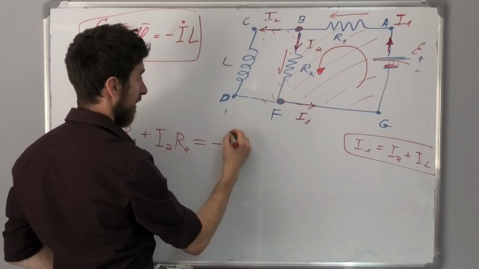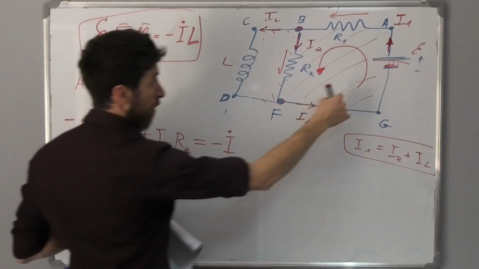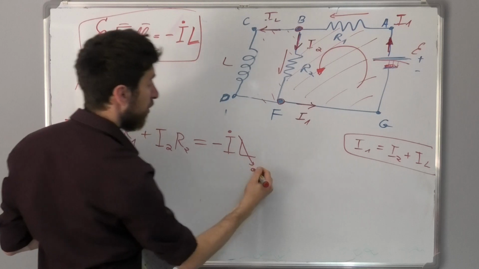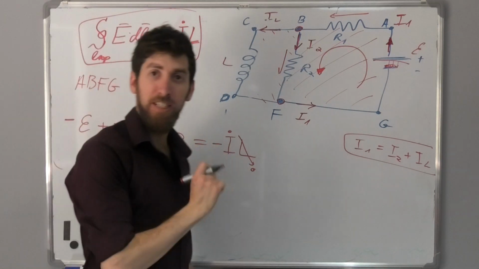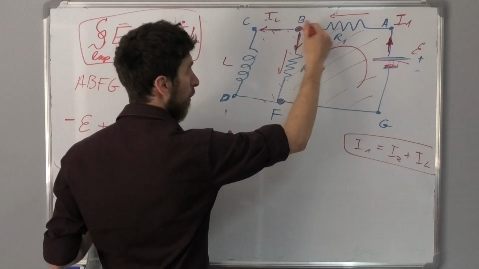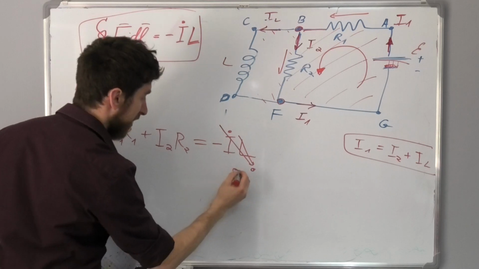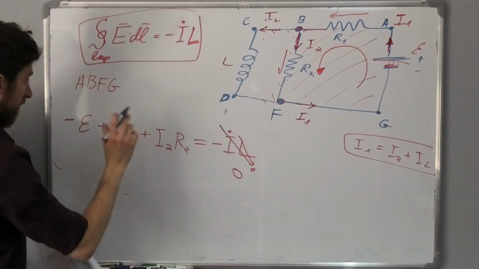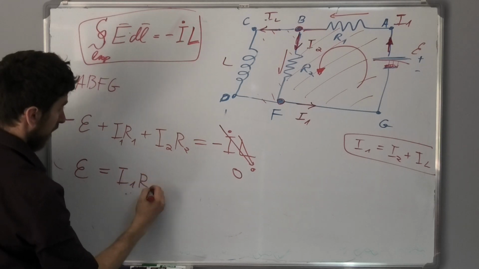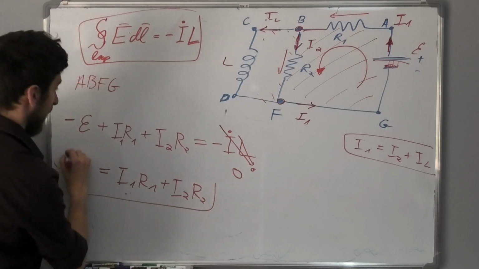minus L dI/dt, but what is the inductance of this loop? Zero. There's no inductance in this loop. It's negligible. There is no inductor in A, B, F, G, right? So this one is zero. So I got only this, and I can write it in another form: epsilon equals I1 R1 plus I2 R2. So this is the second equation.